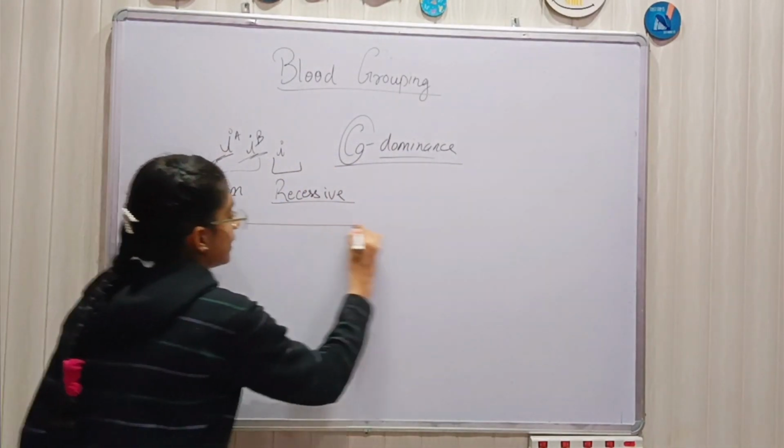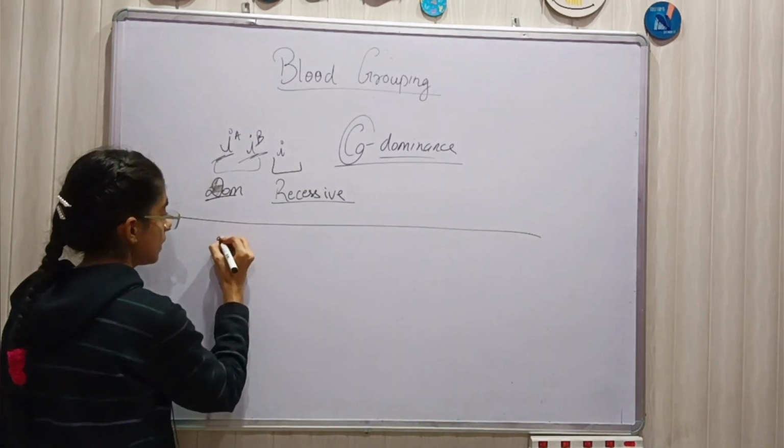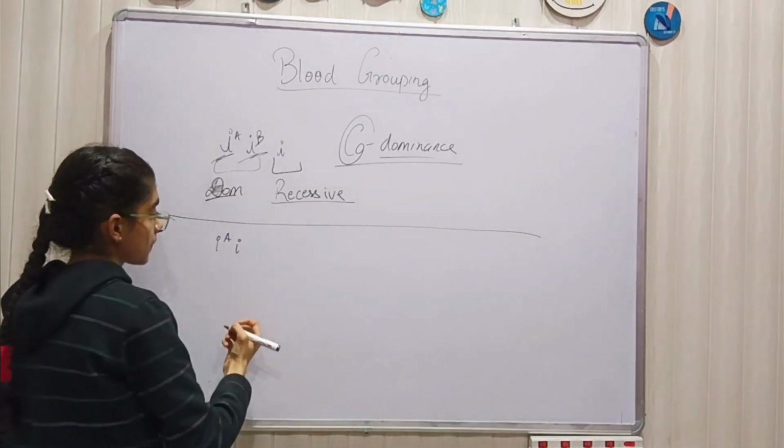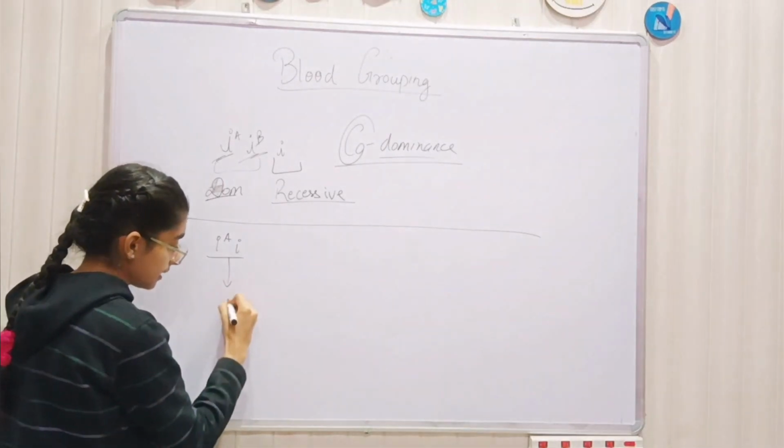So let's start with the inheritance pattern. See, if I have the IA and I, what does it represent? Yes, A blood group.